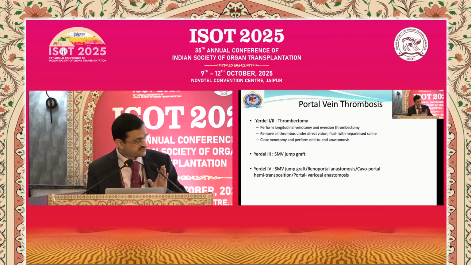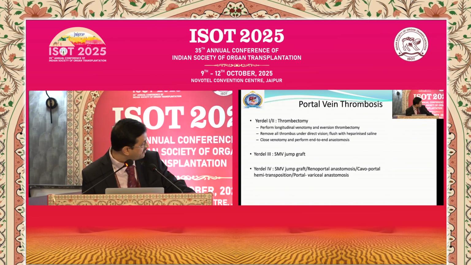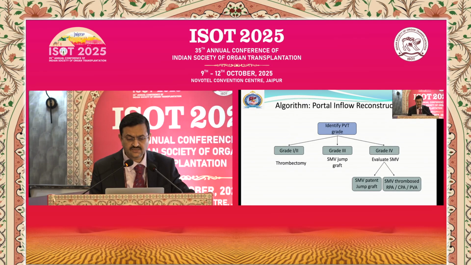Portal vein thrombosis, again, is a topic in itself, and that's completely separate. But if you do have it, you can actually do a thrombectomy. There are various ways of doing a thrombectomy. There's an eversion thrombectomy. You can remove the thrombus under direct vision. You can do a venotomy. You can go for an SMV jump graft or renoportal anastomosis. So just for the sake of completion, I added this here.